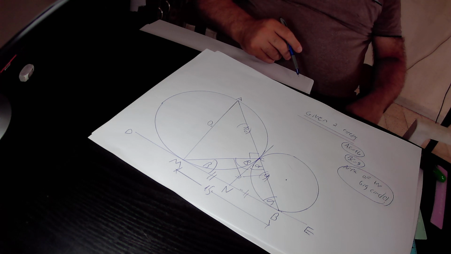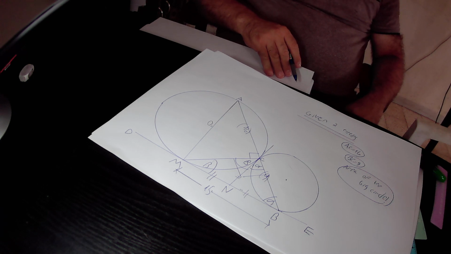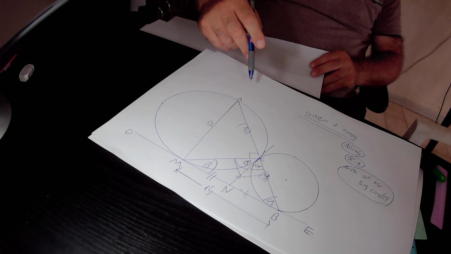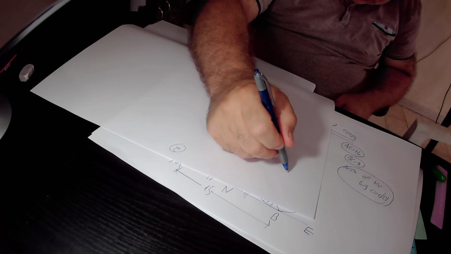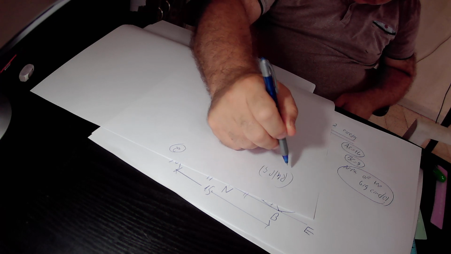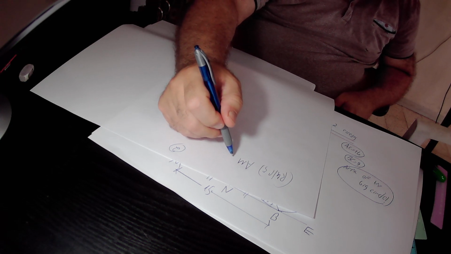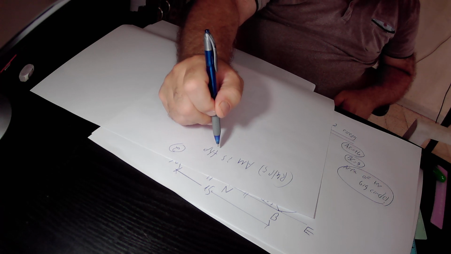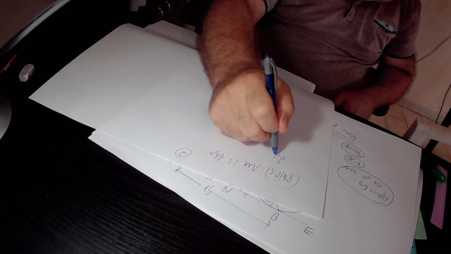So, we already know, according to rule 5, we found out that AM is the diameter of the circle. The diameter of the big circle, of course. AM is the diameter of the big circle.